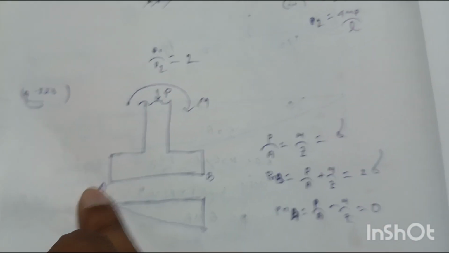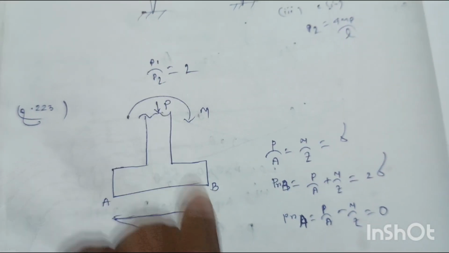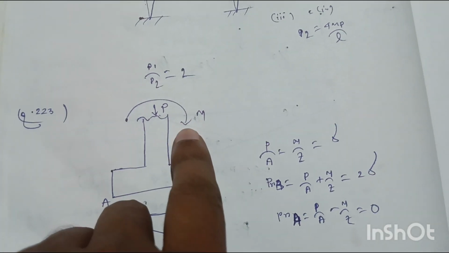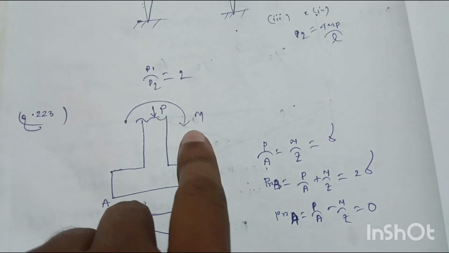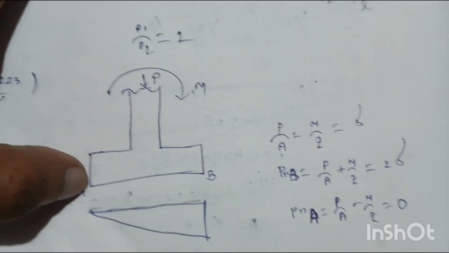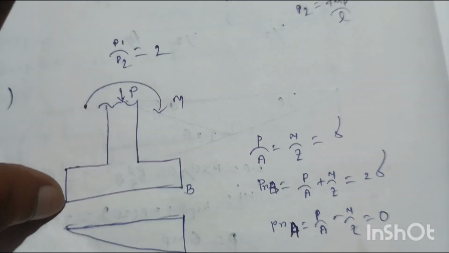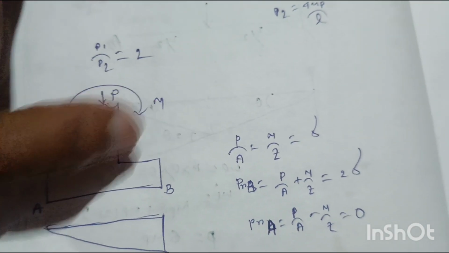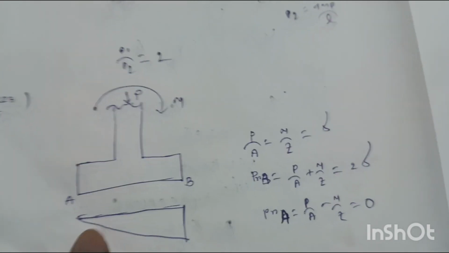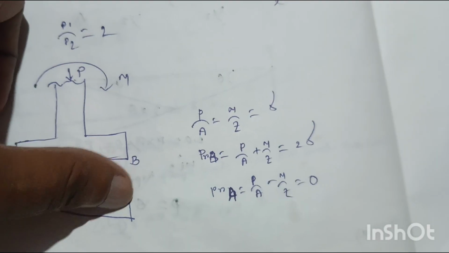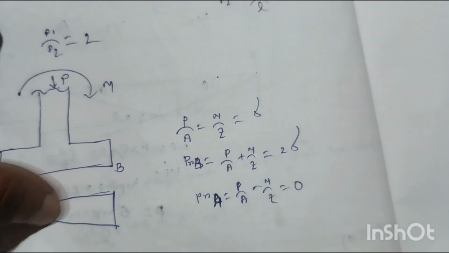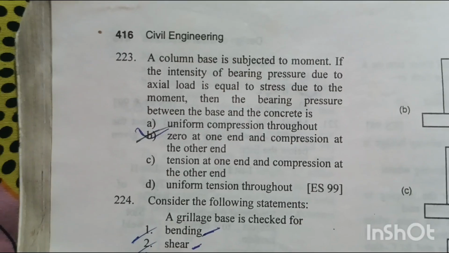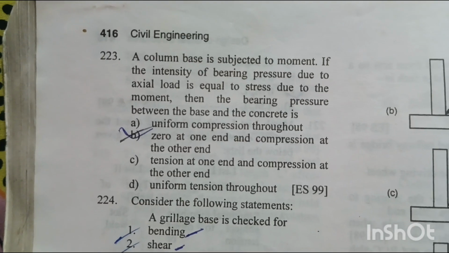So suppose this point is A and this point is B. At this point the pressure will be equal to the summation of both these stresses, this axial stress plus bending stress. At this point A, the pressure value will be the difference between both these stresses, axial stress and bending stress. So the pressure will be 0 at this end, and this is compression because the load is compressive over the column. Option B is right answer, 0 at one end and compression at the other end.